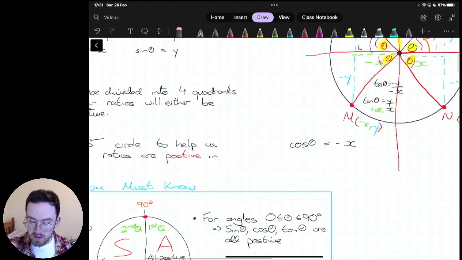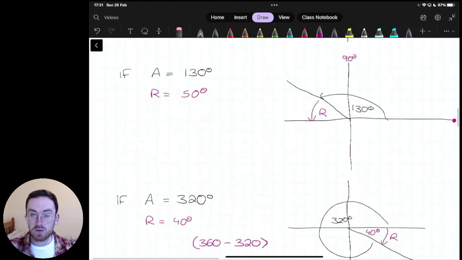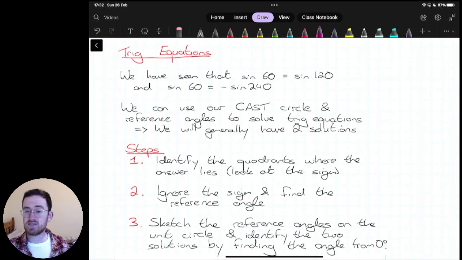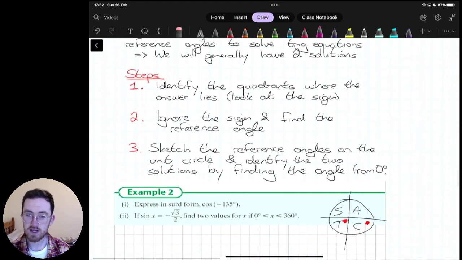But the main thing to think about is that there are four different quadrants, and in each of those quadrants we have a value for sine of 60. We can take a reference angle of 60. So we can use our CAST circle and our reference angles to solve trig equations, and usually we'll have two solutions. First of all, we want to identify the quadrants where the answer is. So we look at the sign. From our sign we can see whether it's going to be in the first, second, third or fourth quadrant, and that again was something we looked at with our CAST circle.